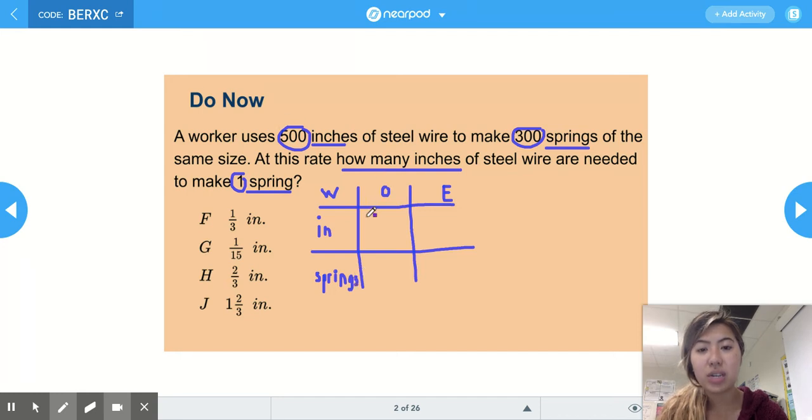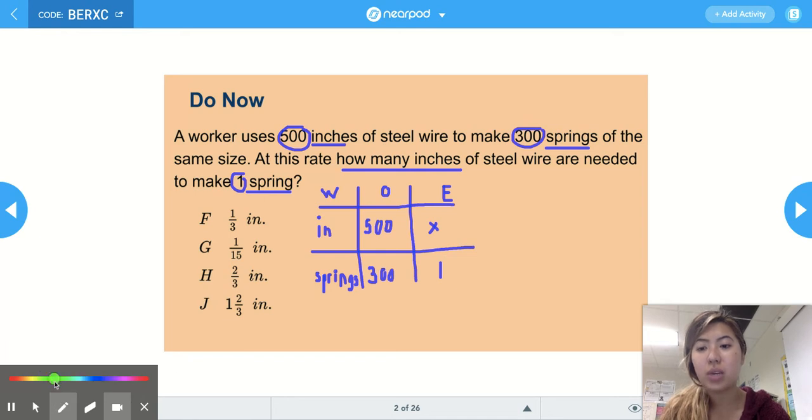And it was 500 inches to make 300 springs. And since we're trying to figure out how many inches, I'm going to put x to represent that unknown number needed to make one spring, and one goes on the bottom. Now we can write our proportion.